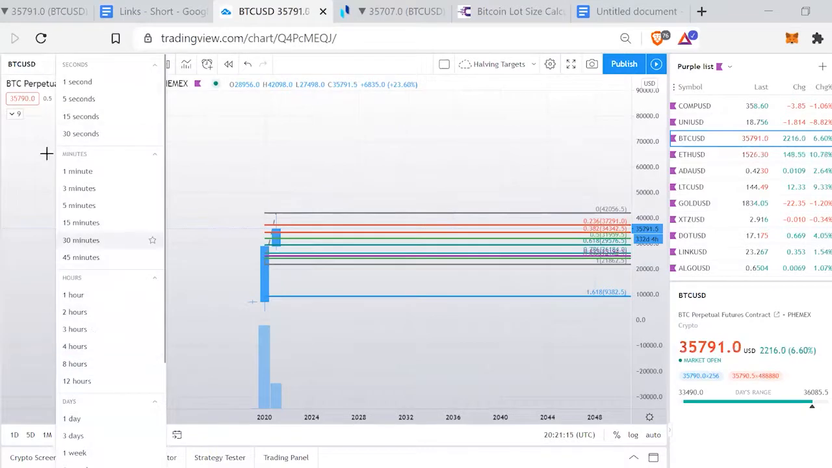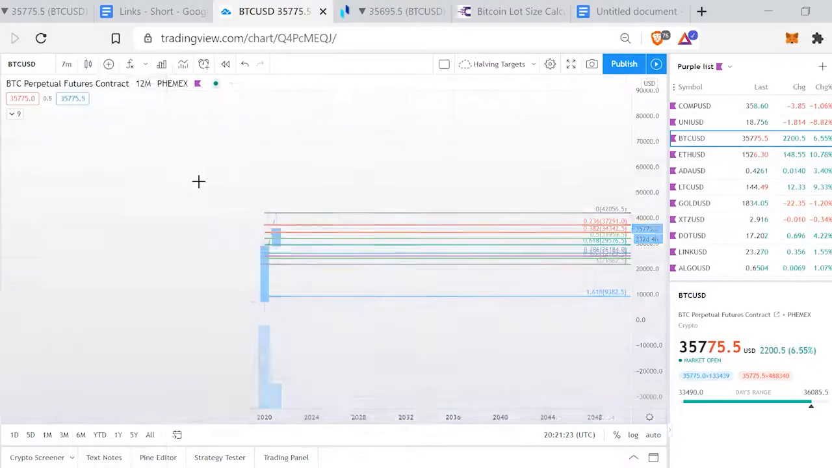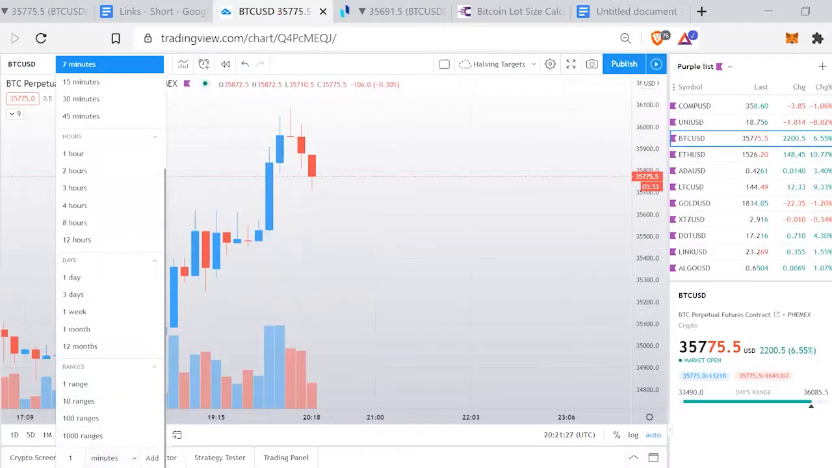Let's say the time frame that you want to trade on isn't on here. You can actually just set custom time frames here. Like let's say I want to see the 7 minute chart. I can just add it. Now I have a 7 minute chart. So you can customize your time frames as you like here as well.